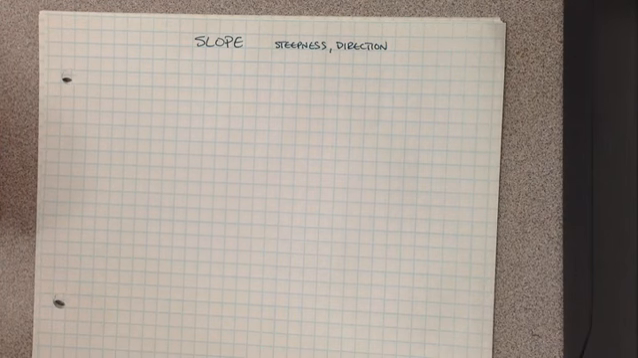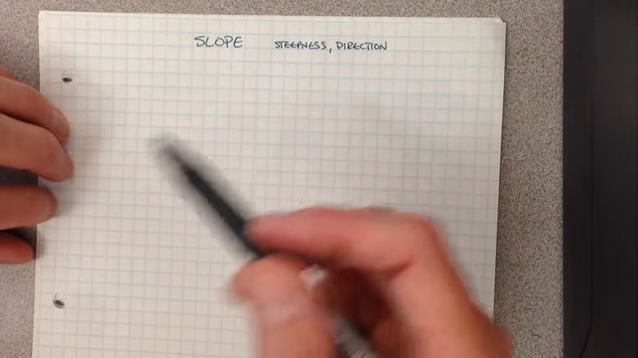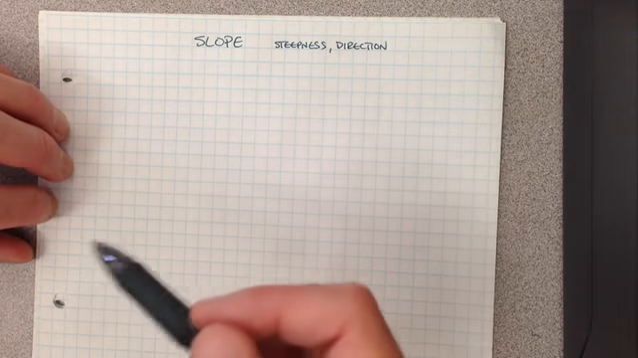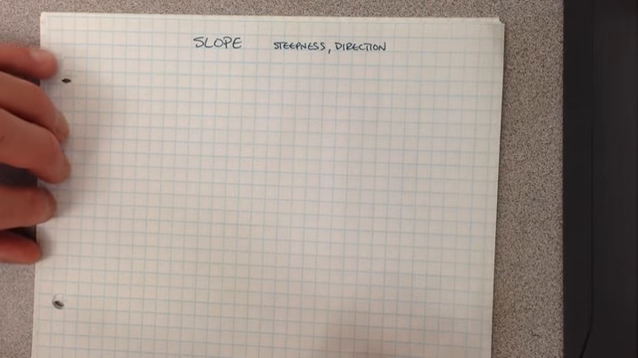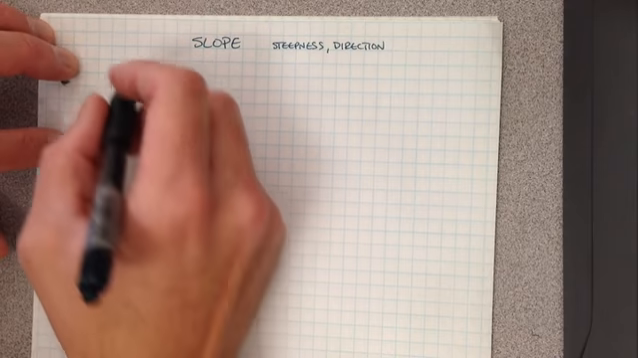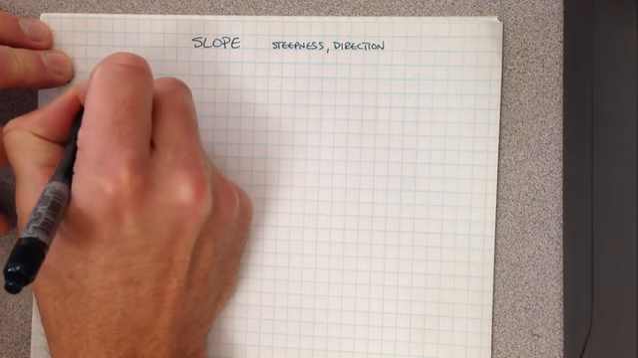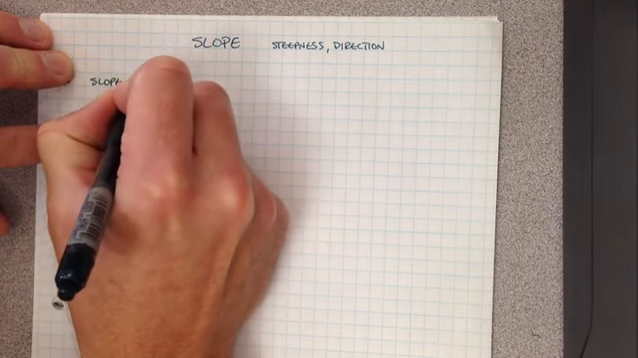Slope is a line. It is consistent. It will repeat over and over again on the same line. The variable that we use for slope is m.